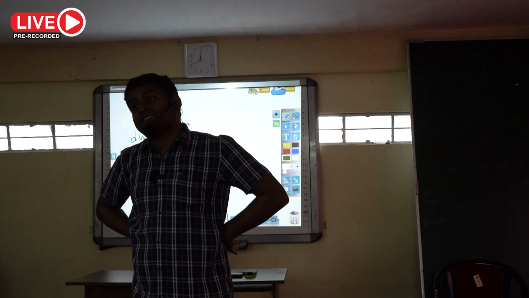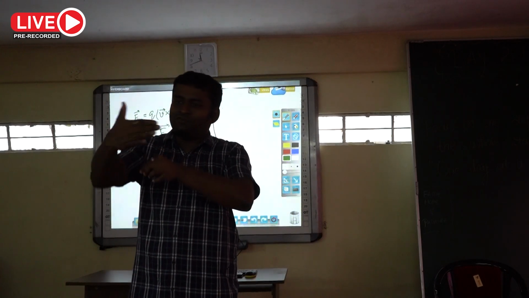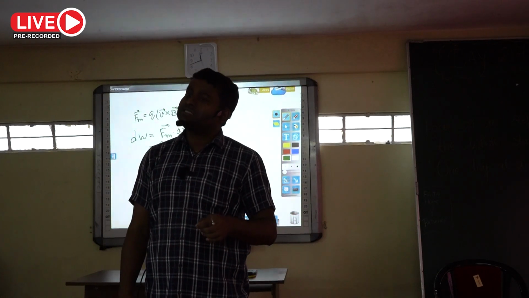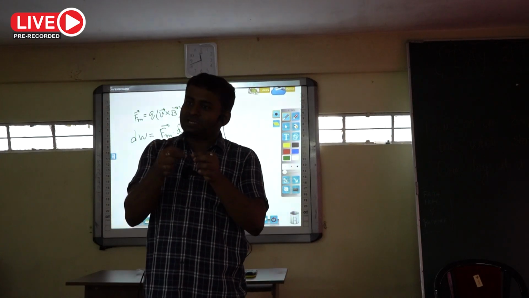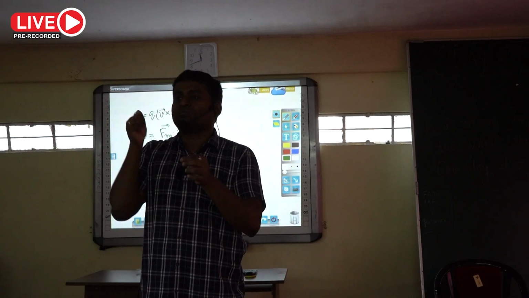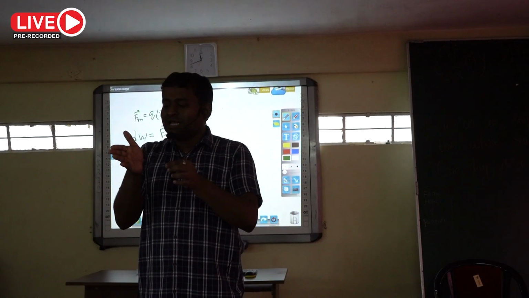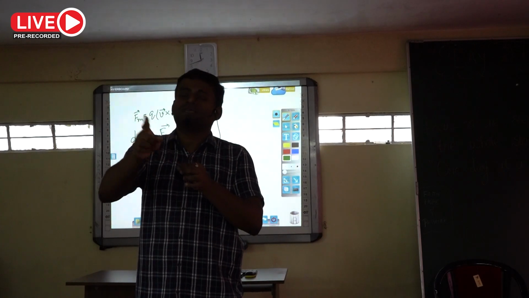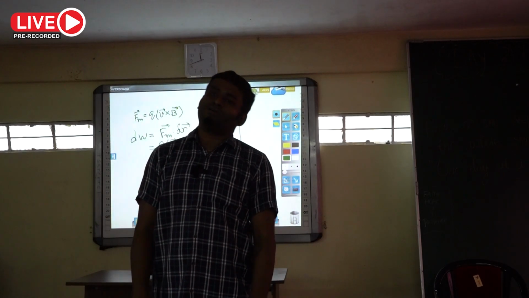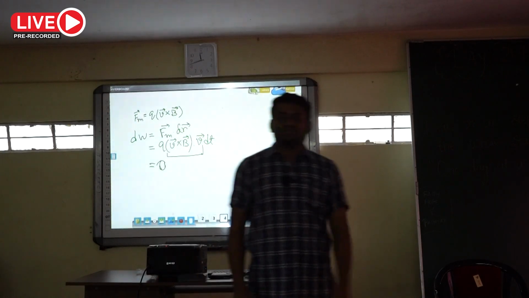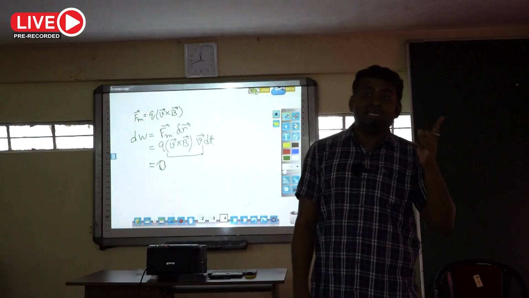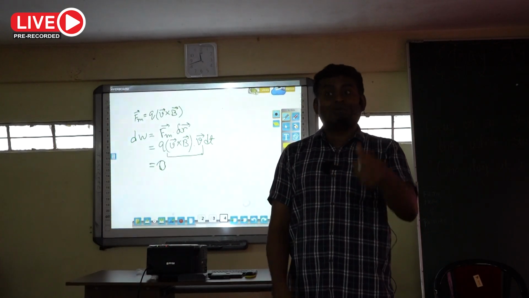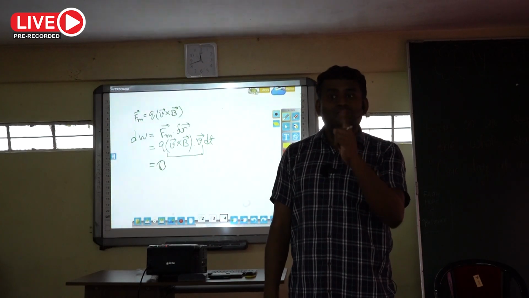So speed will remain the same, but the particle will move in a circular path. So the direction of the velocity vector is always changing. So centripetal force is required, and that force is provided by the magnetic force. Since the velocity vector is changing, the momentum vector is also changing. So linear momentum cannot remain constant. So don't forget that kinetic energy is half m into speed square. So speed is constant, but that does not mean velocity is constant.